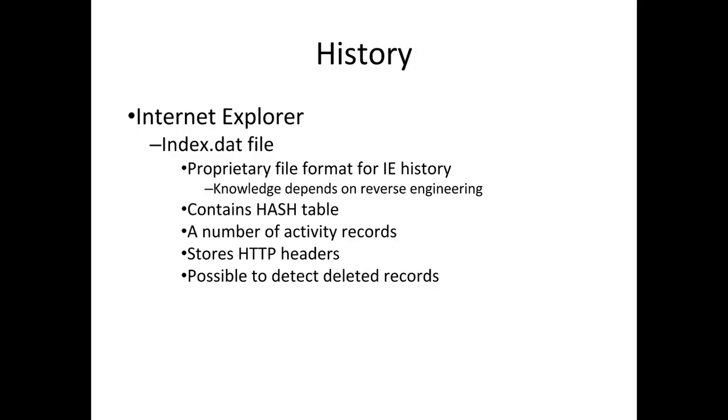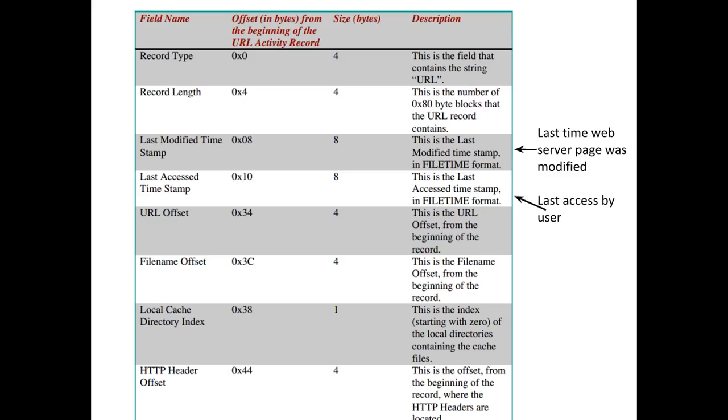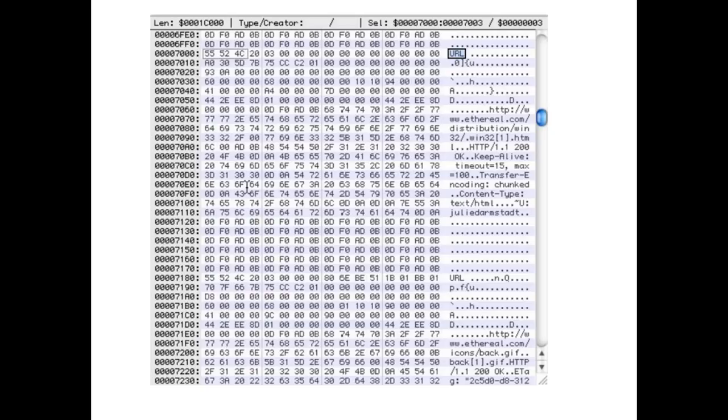Now, we have some examples of this opened up in a hex editor. Here is some information about the record format. We can see we have something that's highlighted here, the last time the web page server was modified and the last time this was actually accessed by the user. This we can view as the index.dat file in a hex editor or a hex viewer, and as you can see here, we're able to extract ASCII encoded information.